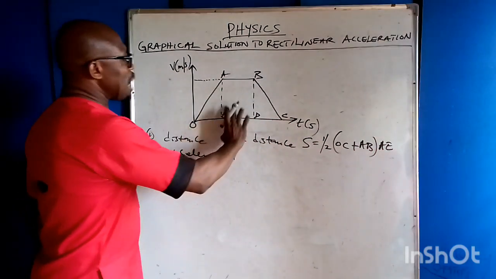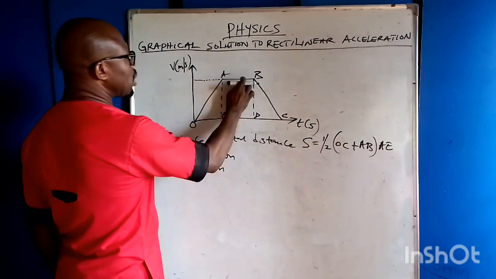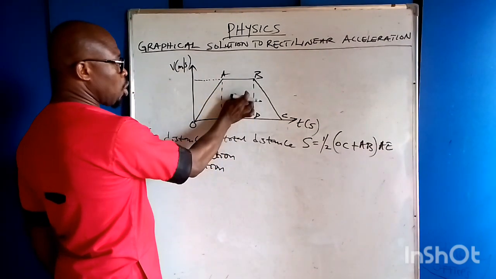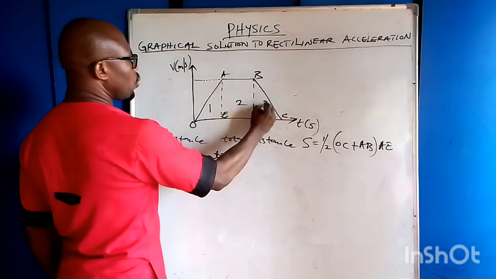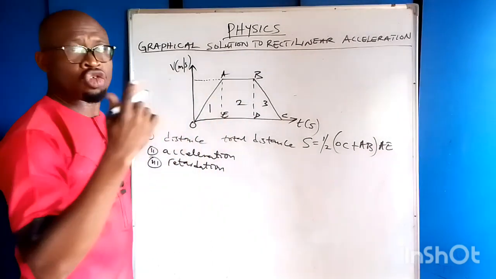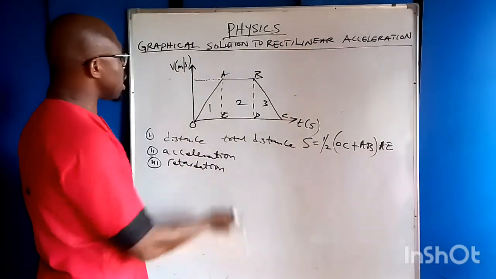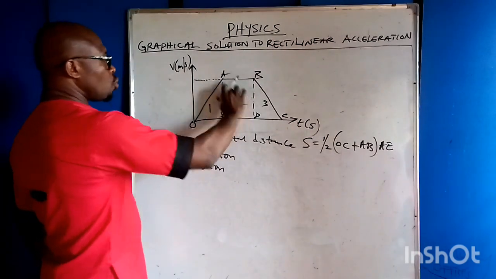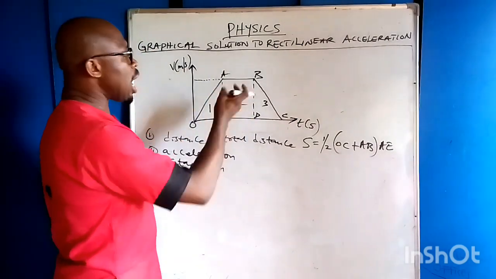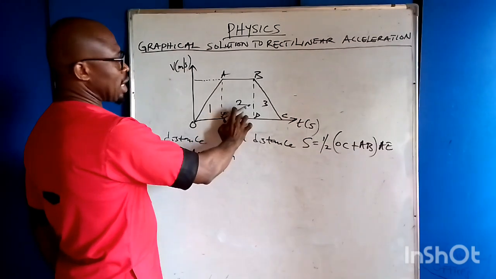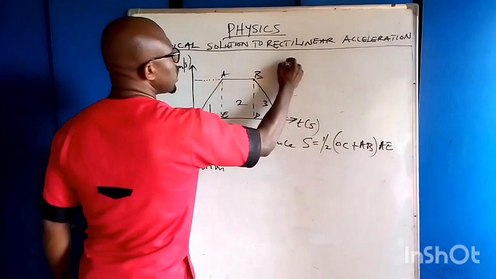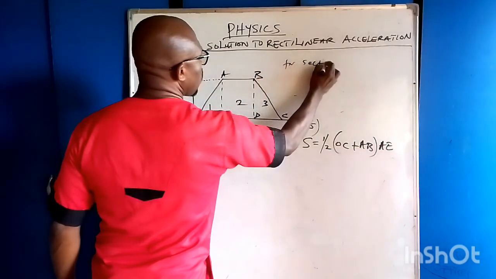Now, in the absence of total distance, assuming maybe from this point, you can still have distance covered here. Assuming we have section 1, section 2, section 3, instead of asking you total distance covered, someone can ask you distance covered in either section 1, or distance covered in section 2, or distance covered in section 3. Now, if you want distance covered in section 2, it's just the area of this rectangle.